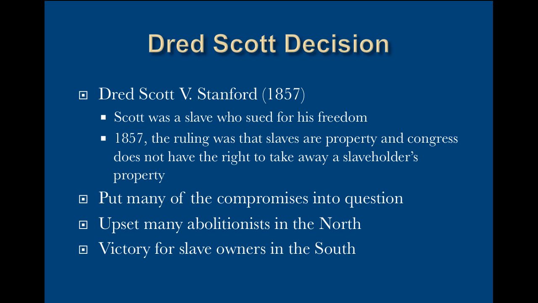Dred Scott did not win this case, but it also put many of the compromises into question, whether or not Congress could say that a state would be free or slave owning, because they just had ruled that they couldn't take away a slaveholder's property. So it kind of discredited a lot of their compromises. It also upset a lot of the abolitionists in the North because of this ruling, but the slave owners in the South claimed it as a victory for them.